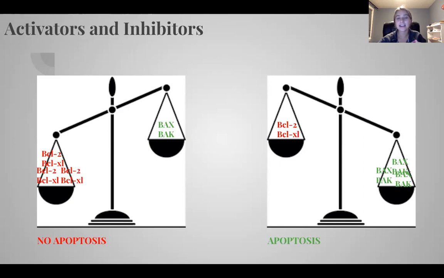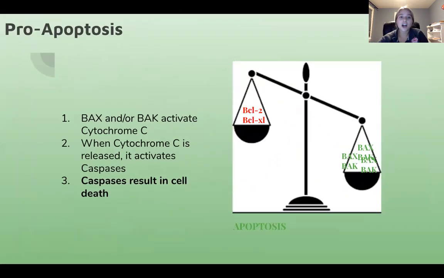I like to think about this in a way of scales, so I diagrammed two scales for you right here. First, we'll talk about the pro-apoptosis scale. There are 3 steps in this scale, and you can see that in this scale, the activators are majority, and so the scale's leaning toward the activators, and therefore apoptosis will occur. It will begin with BAX or BAK activating cytochrome C. When cytochrome C is released, it will activate caspases. What I really need you to know about caspases is that wherever there are caspases, there's most likely cell death. This is a very important concept in all that we'll talk about in the future.